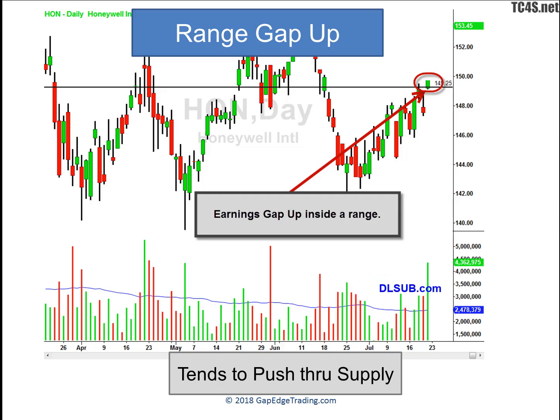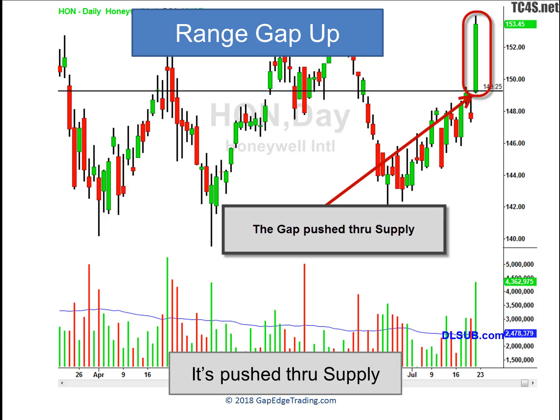So these ones can become enormous moves because they just gapped a little bit at the open, a little bit down, a little bit up. So these can become the biggest money makers, the range gaps. So you can see it was an enormous move up. Honeywell, the gap pushed through supply and created a humongous opportunity to get long this stock.